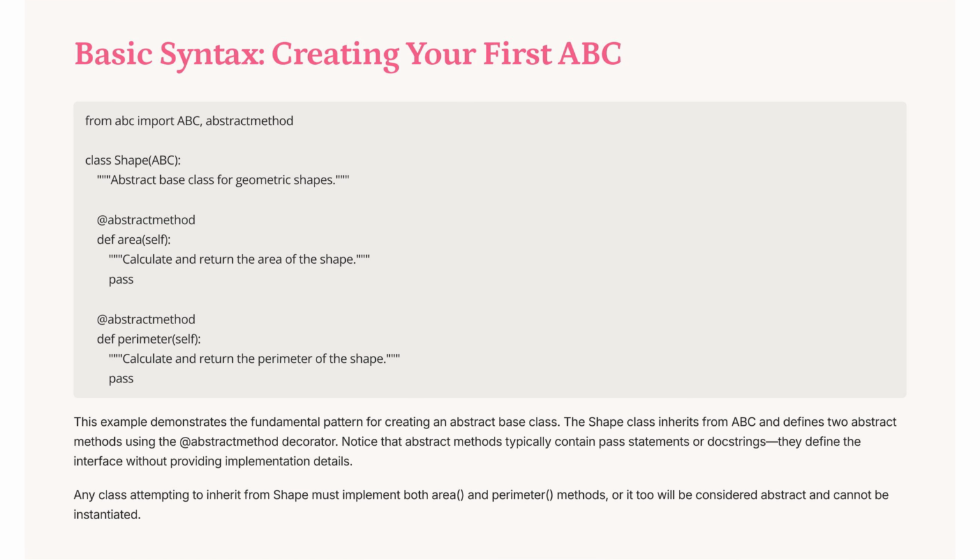The Shape class, inheriting from the abstract base class, serves as an abstract base class for geometric shapes. It defines abstract methods area and perimeter using the abstractmethod decorator. These methods establish a contract, requiring subclasses to implement them. Without these implementations, a subclass remains abstract and non-instantiable, ensuring adherence to the defined interface.